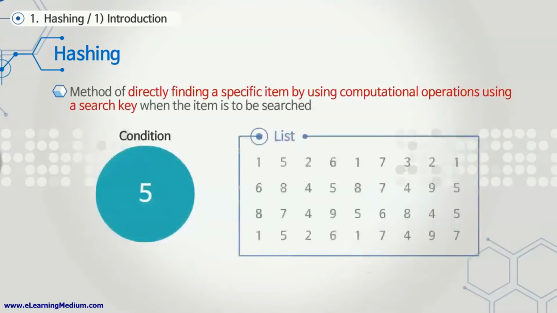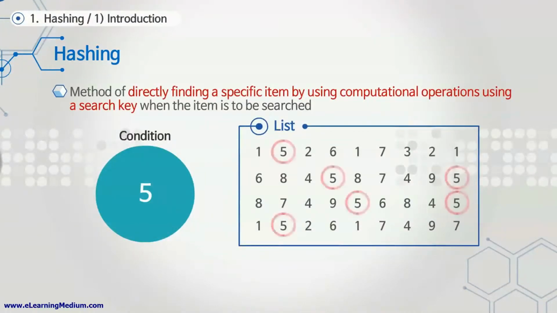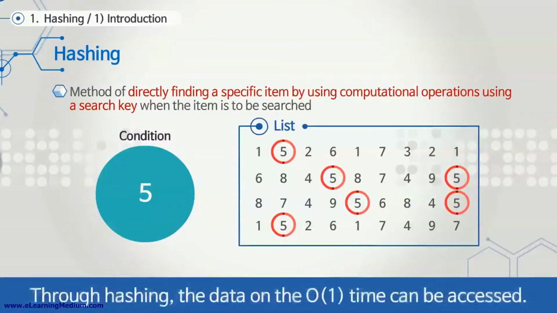Hashing is a method of directly finding a specific item by using computational operations using a search key when the item is to be searched. Regardless of data size, the data can be accessed in big O(1) time.